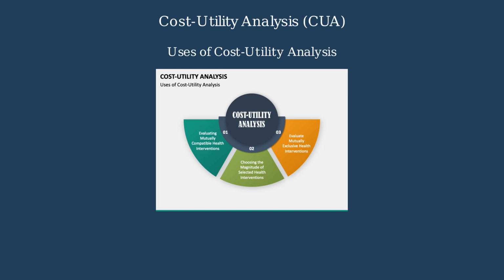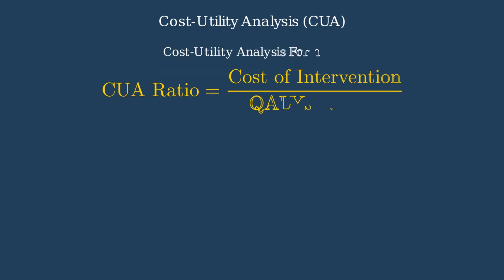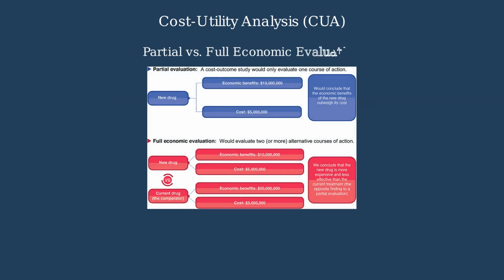Cost-utility analysis has several important applications in healthcare decision-making. These include evaluating different types of health interventions and determining their optimal magnitude. The formula for cost-utility analysis is straightforward. We divide the cost of an intervention by the quality-adjusted life years gained. When conducting a cost-utility analysis, it's important to perform a full economic evaluation, comparing the new intervention to existing alternatives. A partial evaluation that only looks at a single intervention can lead to misleading conclusions.